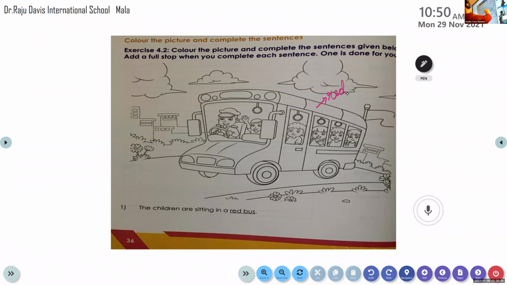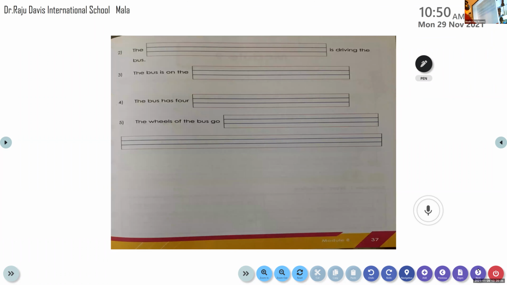Aiden, unmute. Please read the second sentence. The dash is driving the bus. Not bus, bus. B-U-S. Bus. Who is driving the bus? Driver. Very good. Can you help me with the spelling of the word?